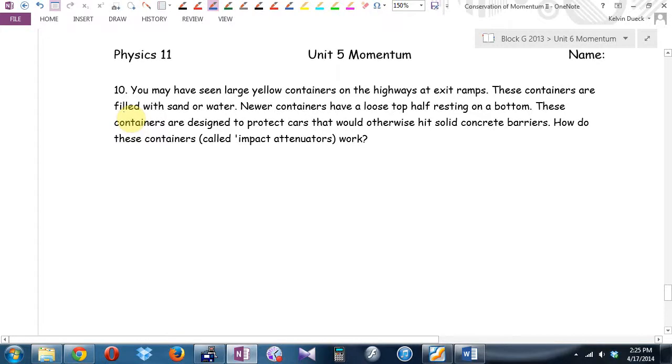You may have seen large yellow containers on the highways at exit ramps. These containers are filled with sand or water. In our climate, almost always water. In drier climates, it might be sand because the water might evaporate. Newer containers have a loose top half, even resting on the bottom. These are designed to protect cars that would otherwise hit solid concrete. They're called impact attenuators. How do they work? Increase time of collision, lower force. So you guys don't need to do 10, we talked about it.